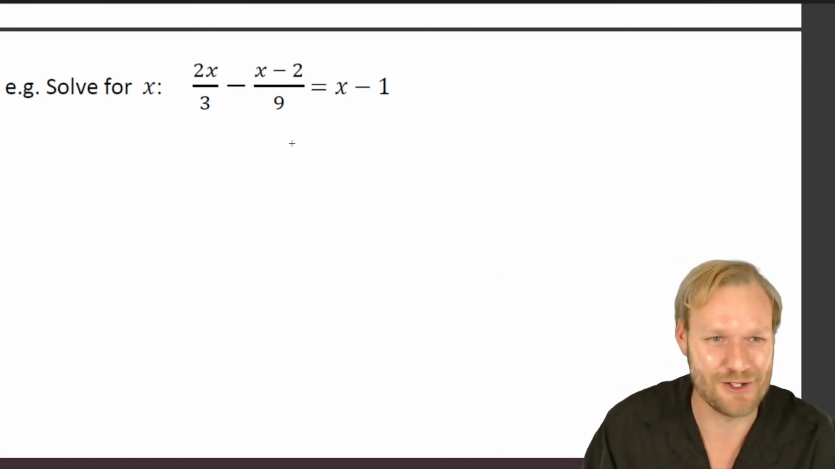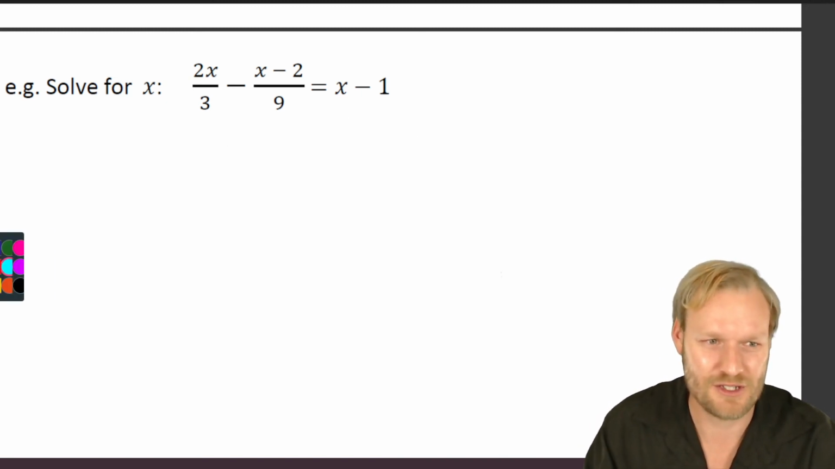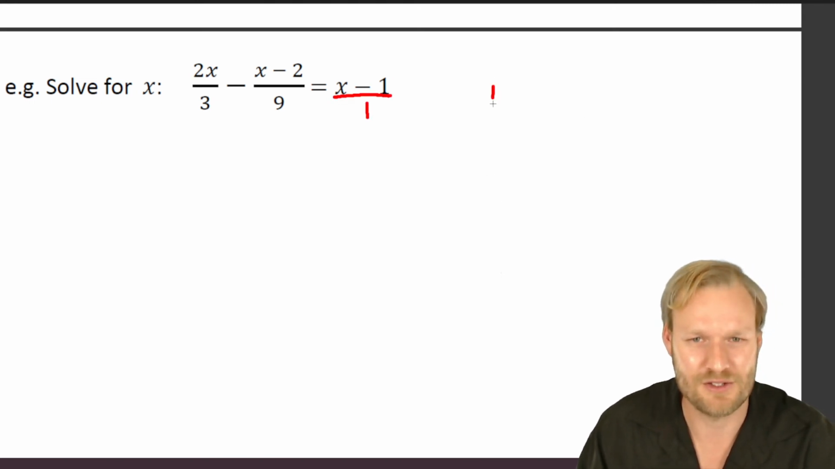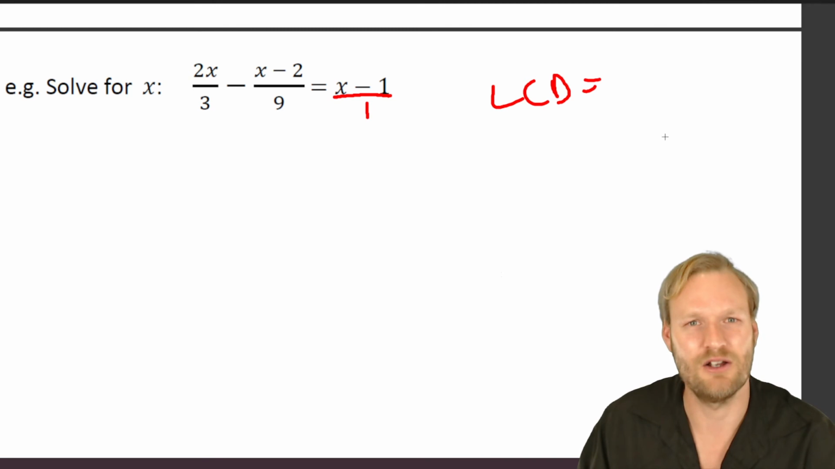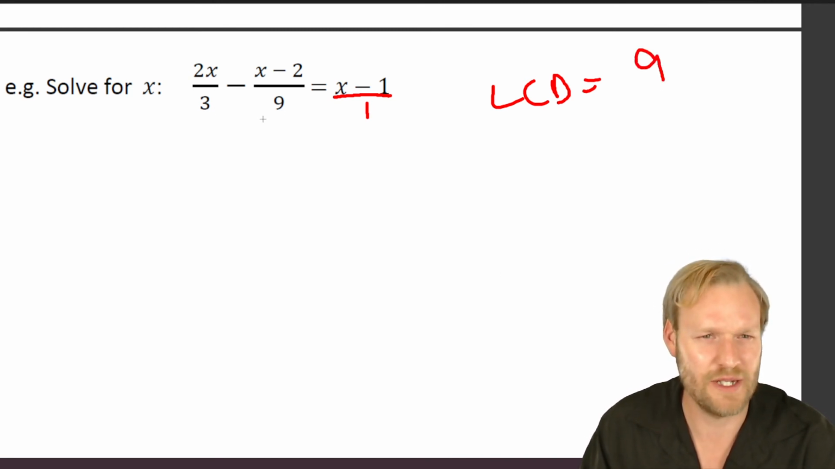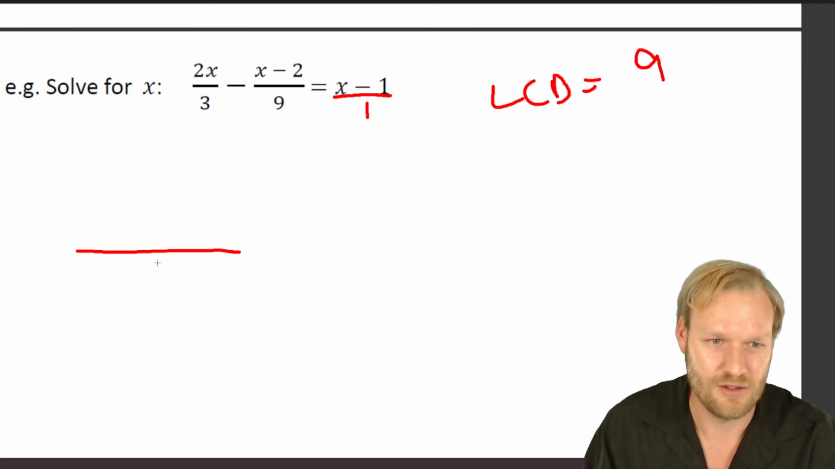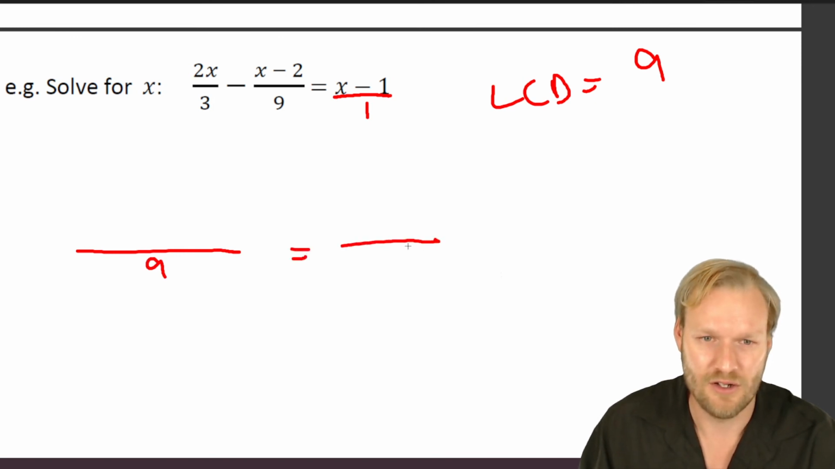Okay, so let's keep motoring on here. We've got 2x. Now, we're going to do the same idea of LCDs. Just to be safe, I'm going to put this whole thing over 1. And the first question is, what's our lowest common denominator? Well, it's 9. Notice that it's not 27 because 3 goes into 9, 9 goes into 9, 1 goes into 9. So what we've got is, we've got over 9, over 9.